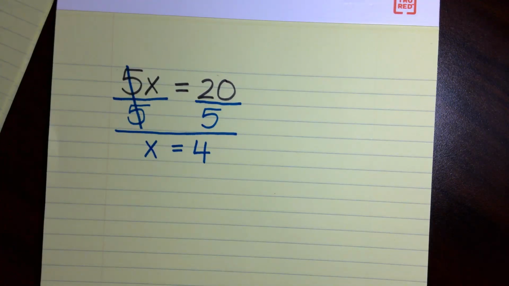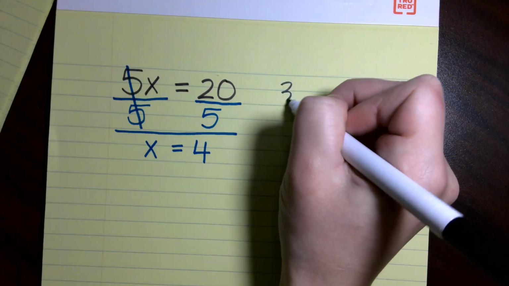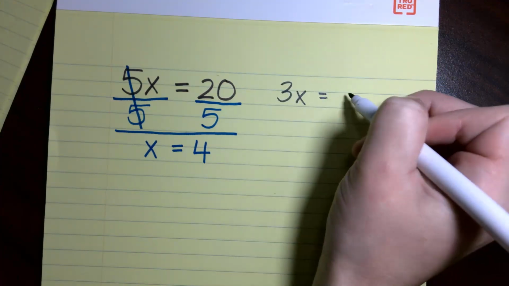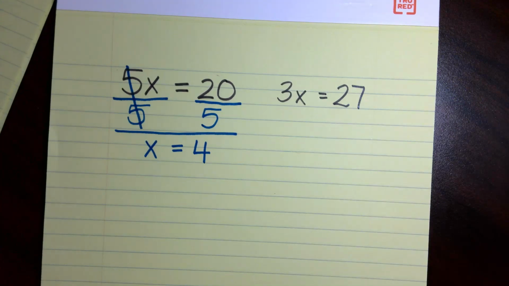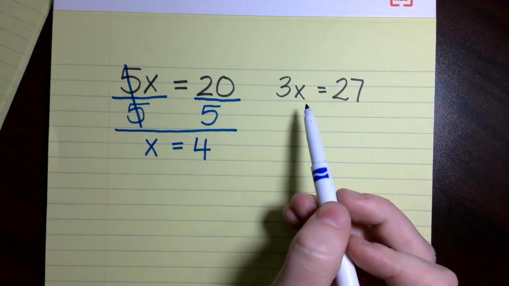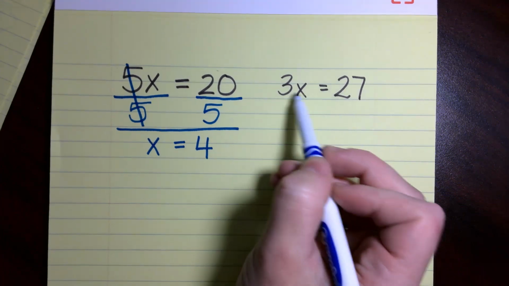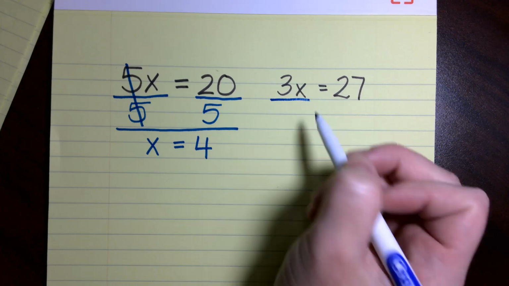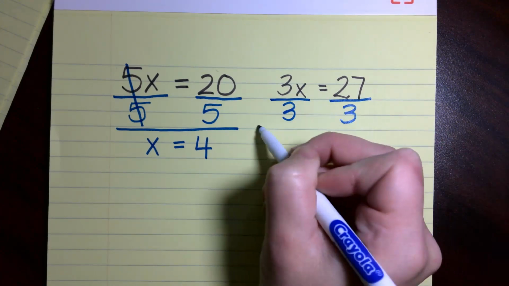What if I had, how about 3x equals 27? I've got 3 times x. What do I need to do to get x by itself? So when you add 3 to, divide 3? Yes, you're going to do the opposite. It's multiplication here, so we're going to do division. 3 divided by 3, 27 divided by 3.